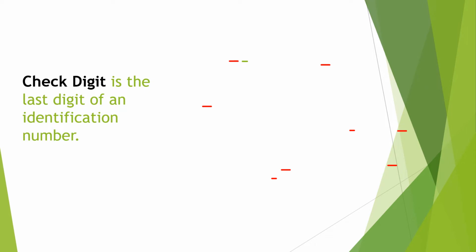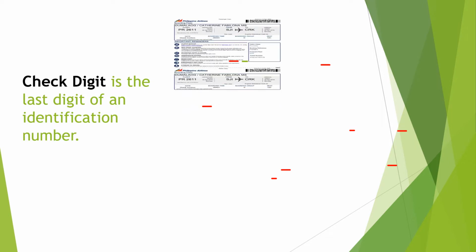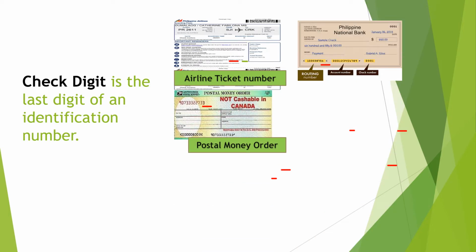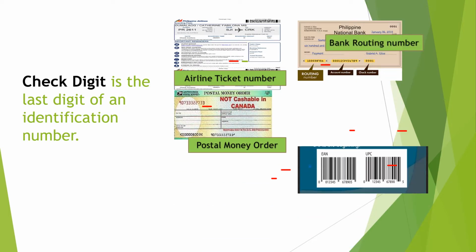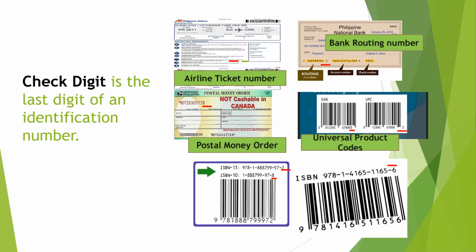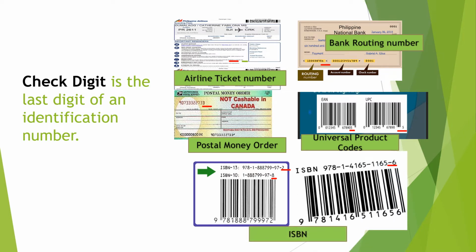When we say check digit, it is the last digit of an identification number that can be found in an airline ticket number, any postal money order, any bank routing number, in universal product codes or any products that we're going to purchase, and in international standard book numbers. It could also be found in zip codes or any credit card.